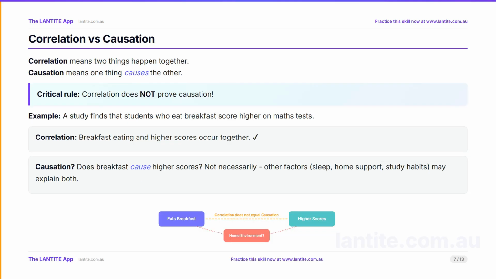This is one of the most important critical thinking skills for the LANTITE. Correlation means two things happen together. When one goes up, the other tends to go up too. Causation means one thing actually causes the other. The critical rule is that correlation does not prove causation. Just because students who eat breakfast tend to score higher does not mean breakfast causes better scores. There could be a third factor, like a supportive home environment, that leads to both regular breakfast and better study habits.